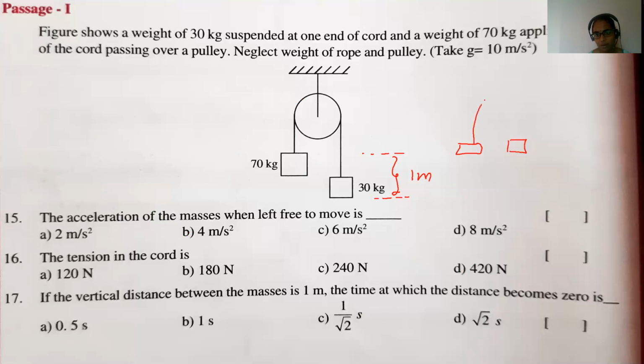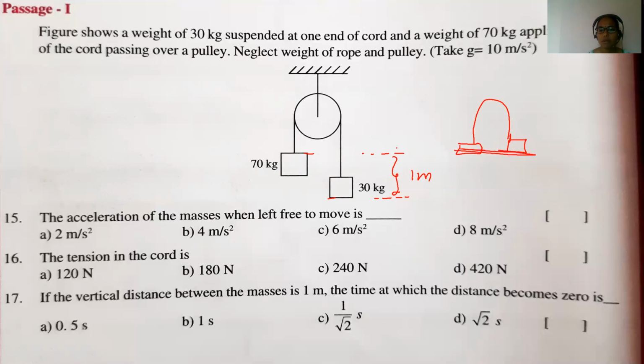At what time will they come back to the same position? Initially they are at a distance of 1 meter from this block to this block. At what time will both come to the same height, so that the distance becomes 0?